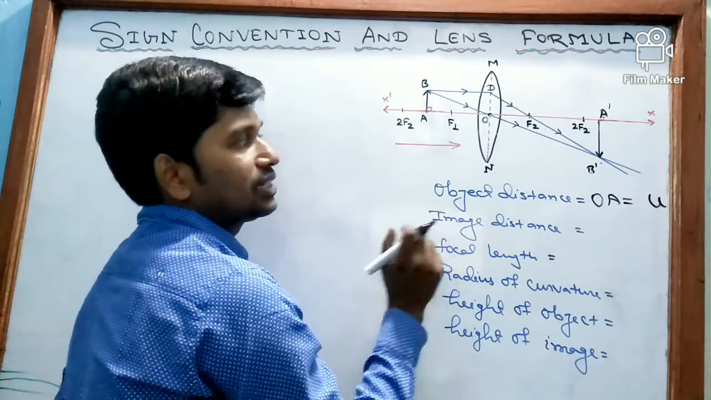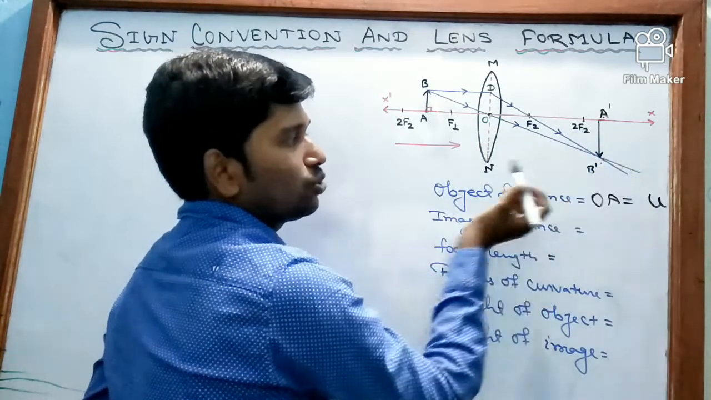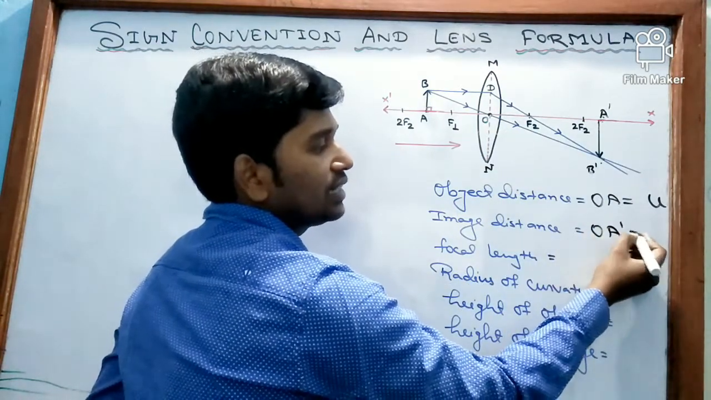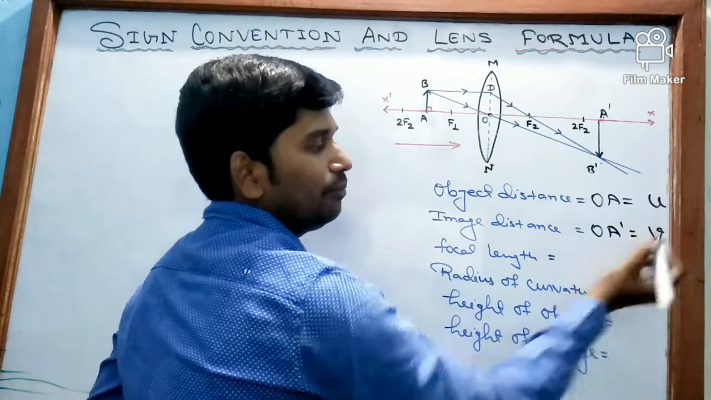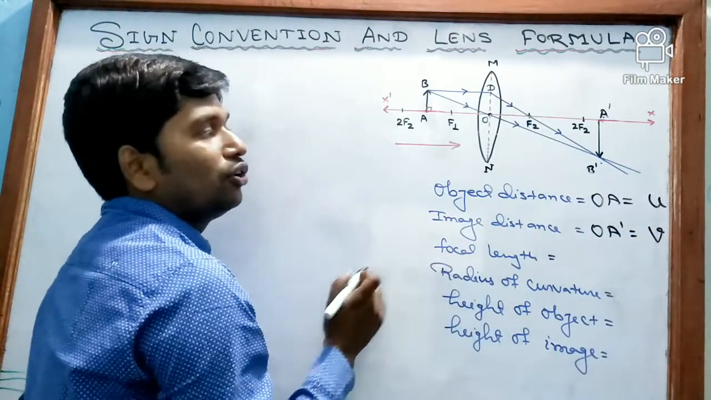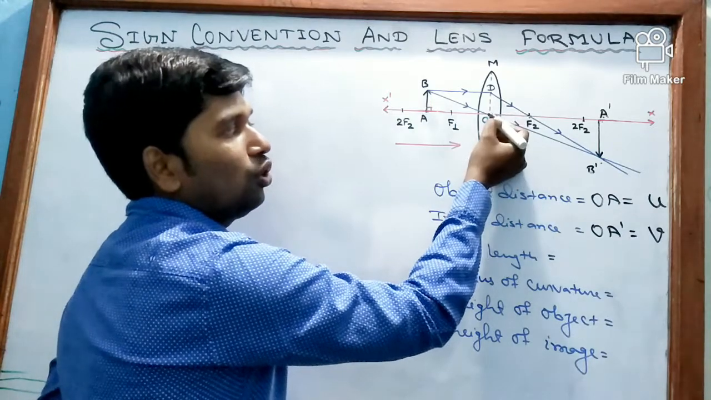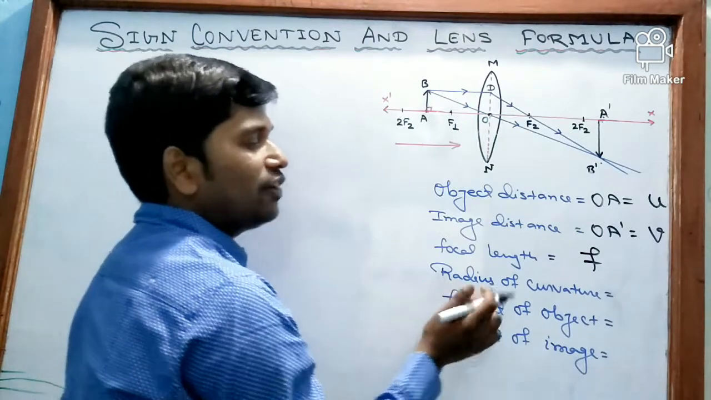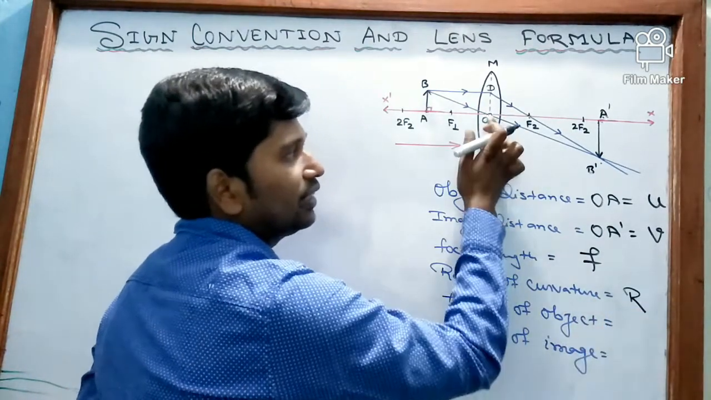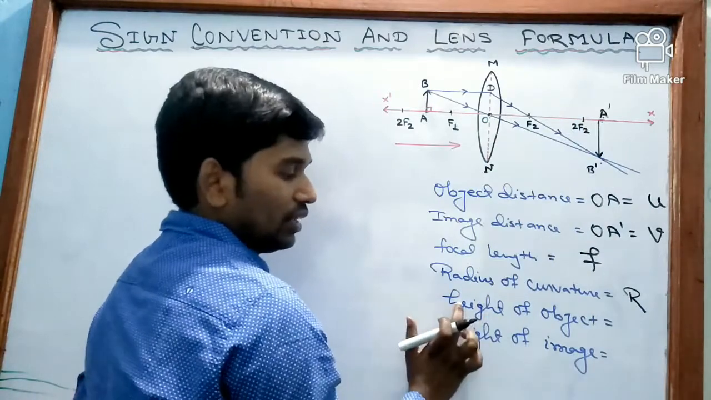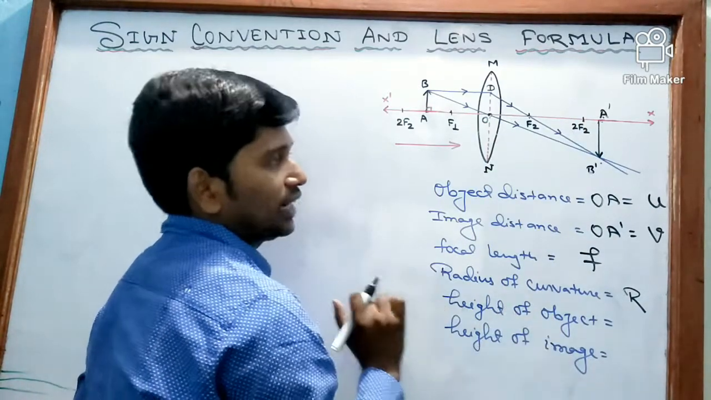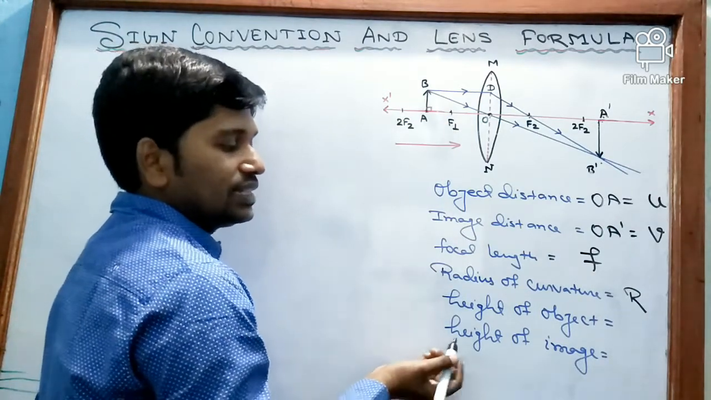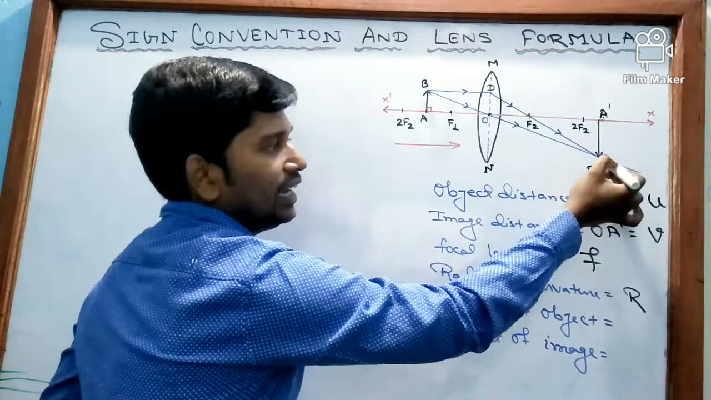Next, image distance. Image is A dash B dash. So we measure the distance from optical center to A dash. So OA dash is the image distance and it is denoted by V. Focal length, OF2 or OF1, is denoted by F. Radius of curvature is denoted by R, that is O2 to F2. Height of object is this AB. Next one is height of image, that is A dash B dash.